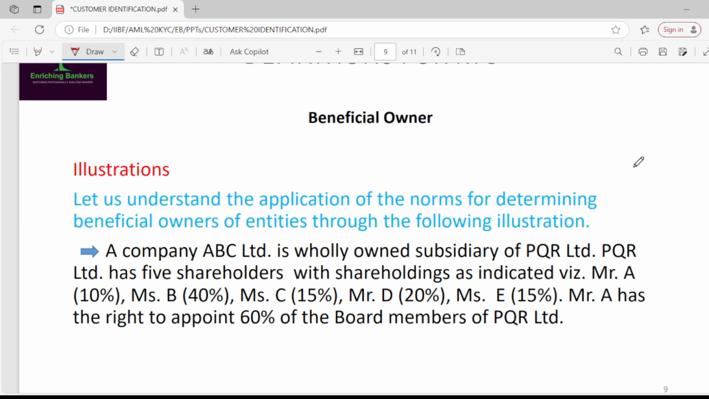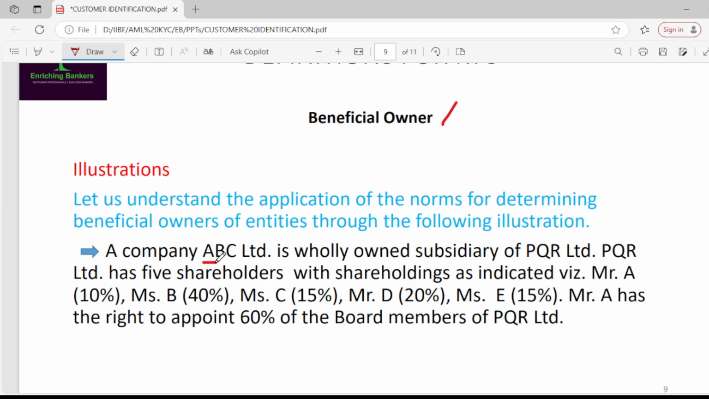Next, illustrations. Let us understand the application of the norms for determining beneficial owners of entities through the following illustration. So here one illustration is given. We have gone through norms given by the PML Act for determining beneficial owner. Now we have to apply those norms for determining beneficial owners in the given illustration. So let us see the illustration.